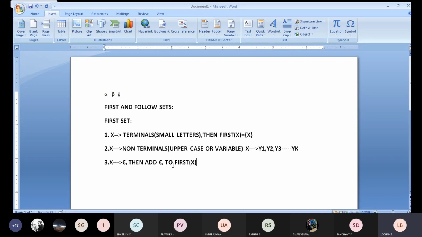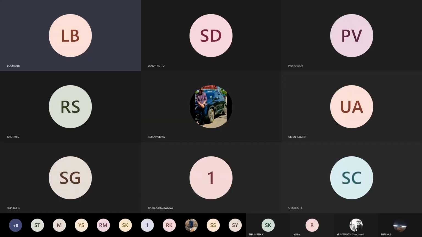First, whenever it is a terminal, whenever it is a small letter, first of X is whatever terminal you get. If it is a non-terminal, an uppercase letter, we will look at which terminal part we get and substitute it. Third, if it is an epsilon, we will add epsilon to the first. So we will solve the problem. Before solving the problems, I'm going to display the notes here once again.